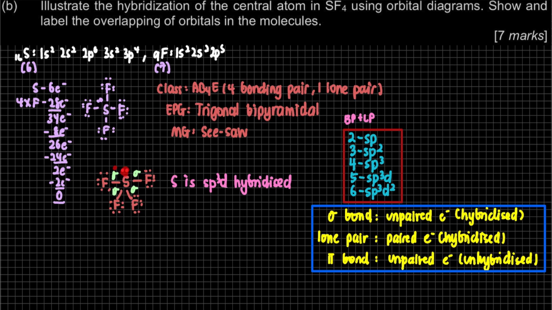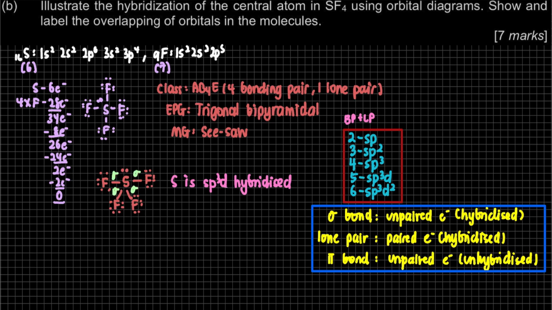Okay, so what does it mean by the lone pair? Lone pair means that we will have 1 paired electron, which will be hybridized. In this case, we don't have any pi bond. So what is the example if we have pi bond? For example, if you have oxygen, then the first bond is sigma, second bond is pi. Nitrogen, triple bond. Again, first bond is sigma, second bond pi, the third bond is pi. In the case of SF4, there's no double or triple bond.